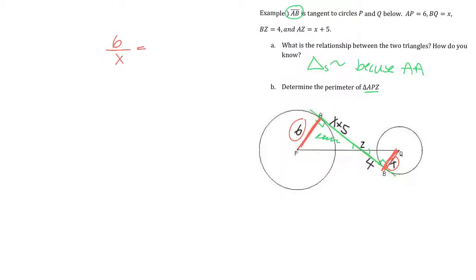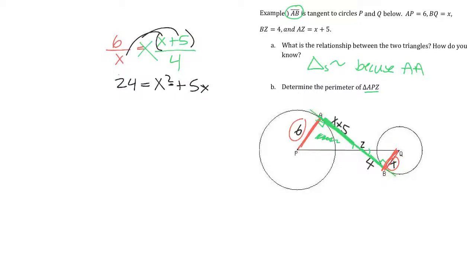So 6 over x equals, my first tangent line is x plus 5. And notice when I set up my proportion, I started with the 6, the big triangle, divided by x, the small triangle. So I need to start with the big triangle tangent line, x plus 5, divided by the small triangle tangent line, 4. So now that I got my proportion set up, I could cross multiply to solve. So 24 equals, don't forget to put parentheses and distribute, x squared plus 5x.